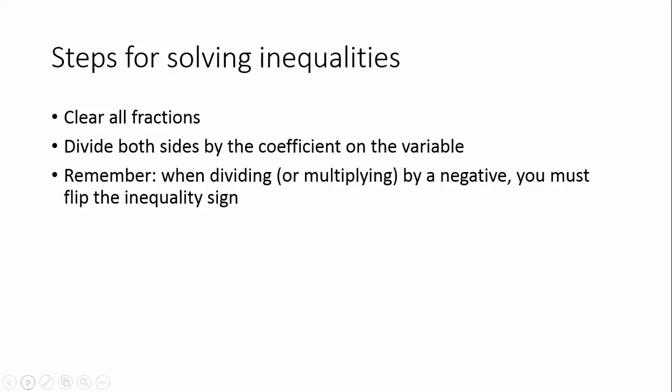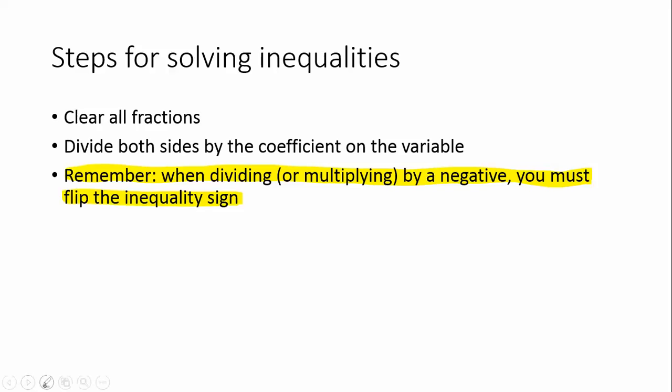So let's write down some steps for solving inequalities. Similar to what we did when we would solve equations, we always want to make sure that we clear all the fractions. We divide both sides by the coefficient that's on the variable. And then a new set of instructions here, and this one's really important. When you are dividing or multiplying by a negative number, you have to flip the inequality sign. And that's a rule that you're going to need to remember for solving inequalities.